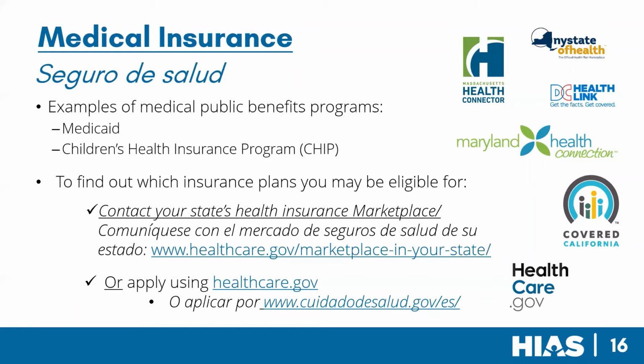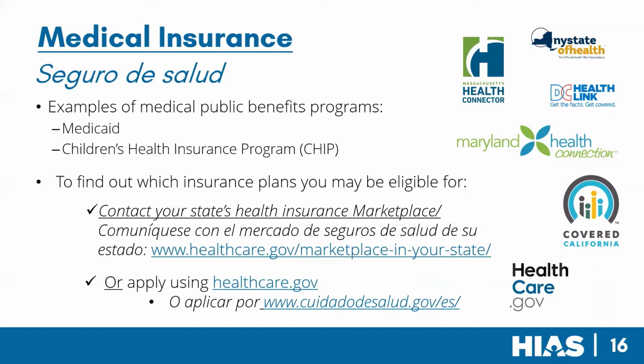If your family is not eligible for Medicaid, but you are not also able to afford private insurance, your children may be eligible for CHIP, which provides low-cost health insurance to children in families that make too much income to qualify for Medicaid. So both of these medical insurance programs are administered by your specific state that you live in.